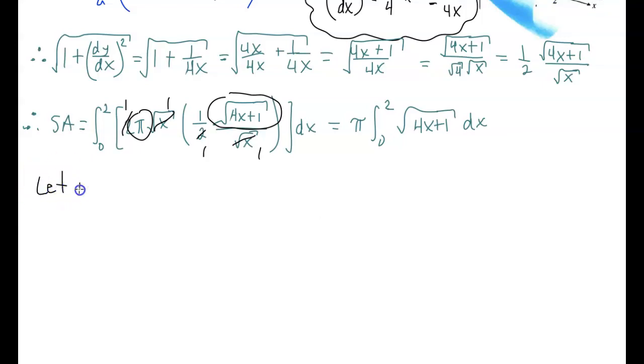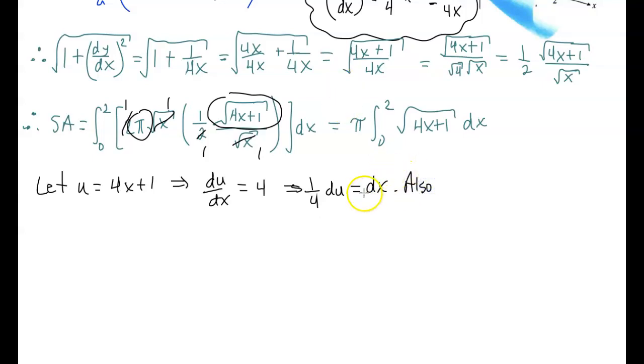So I'm going to say let u equal 4x plus 1. And that's going to imply that du over dx is just going to be 4, because the derivative of 4x is just 4, and the derivative of a constant is 0. So this means that 1/4 du is just going to equal dx. Okay.